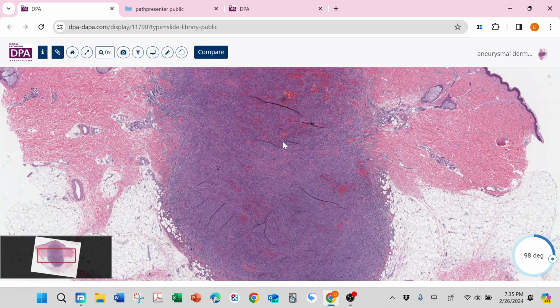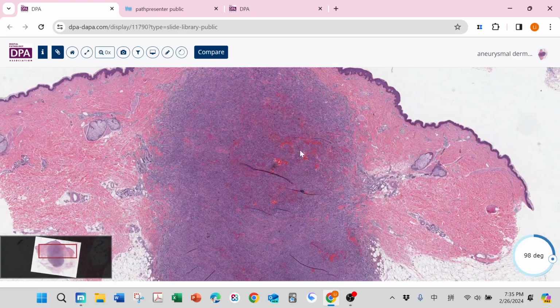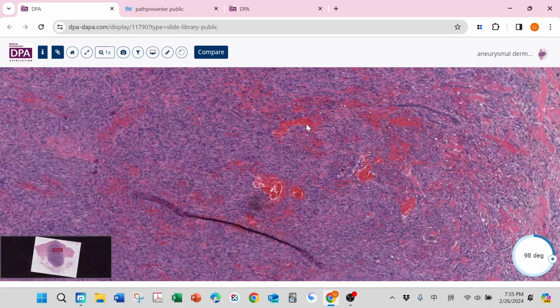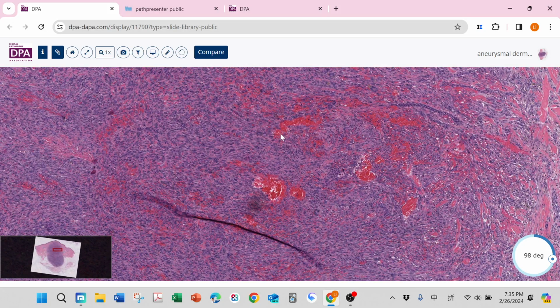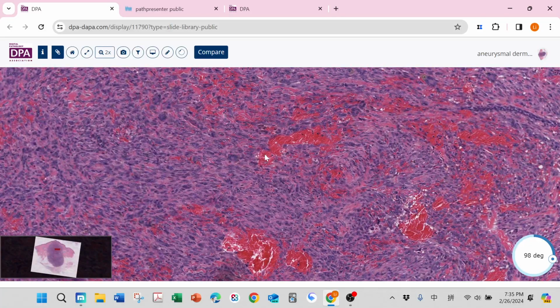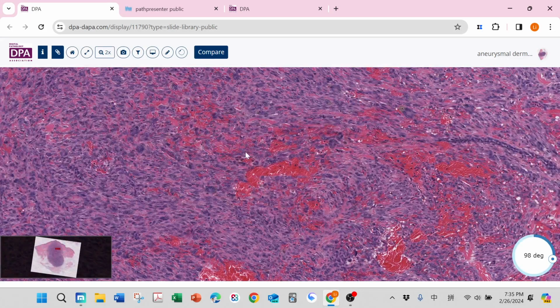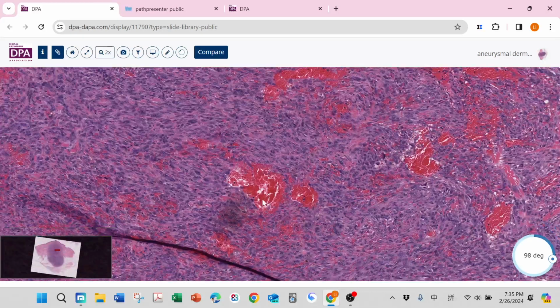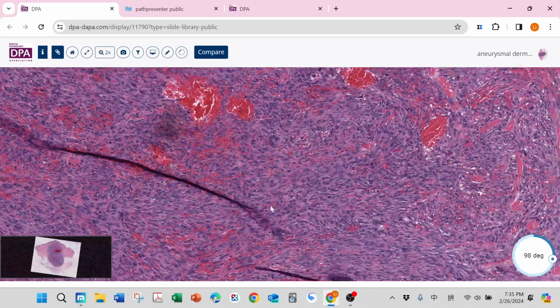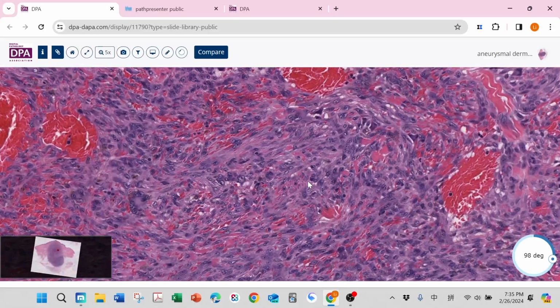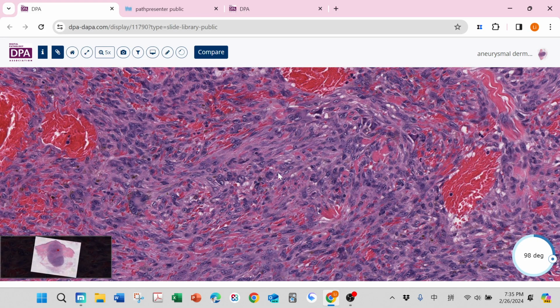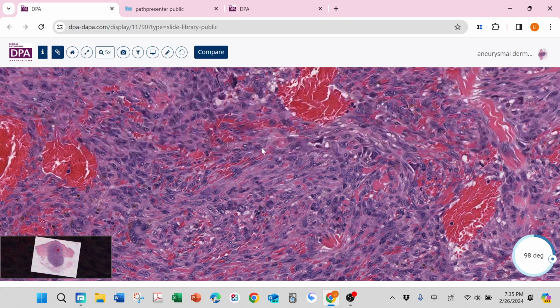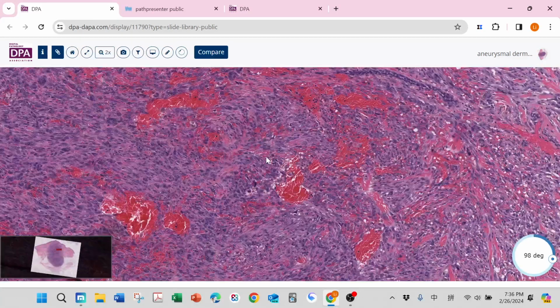So let's focus more on the main lesion. We can see a lot of red blood cells. Why do we call it aneurysmal? Because we can see this pseudovascular formation. This is not endothelial cell. This is just a venous lake-like structure, filled with red blood cells, and then they also have hemosiderin deposition, and the cells just look polymorphic, but not an atypical spindle cell proliferation.